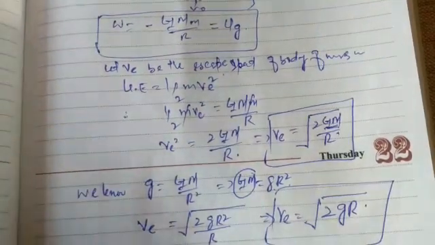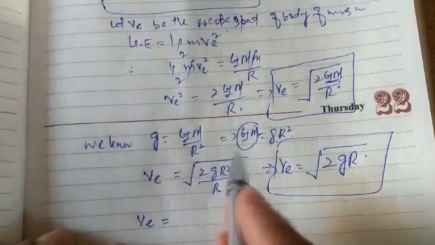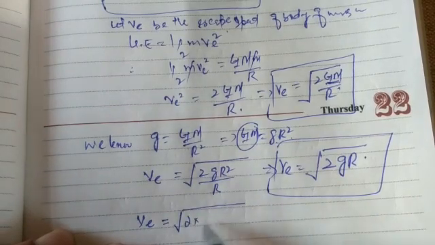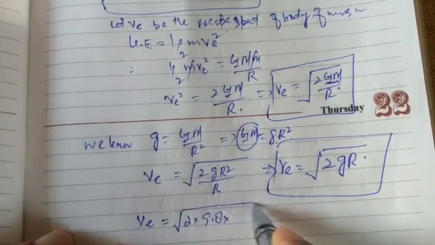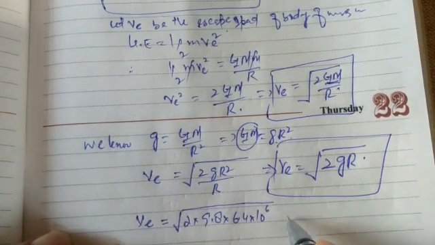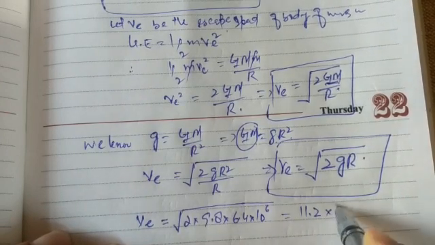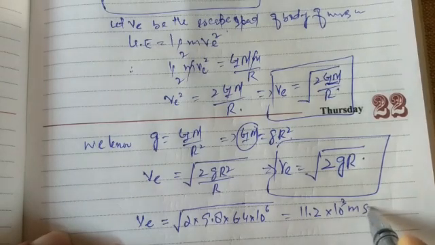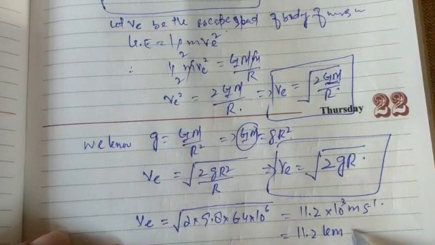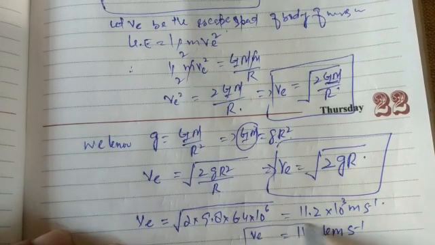For Earth, if you put in the values, VE equals the square root of 2 into g, that is 9.8, into R, that is 6.4 into 10 to the power 6. Once you solve, it comes out to be 11.2 into 10 to the power 3 meter per second, that is 11.2 kilometer per second. This is the value which you have to remember.